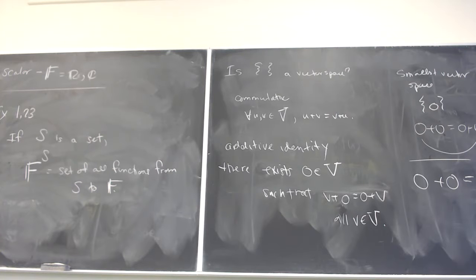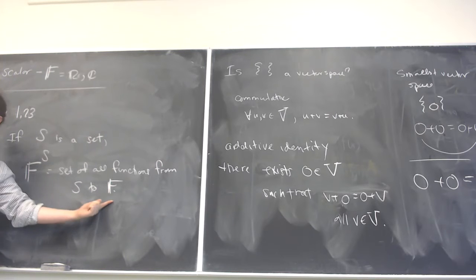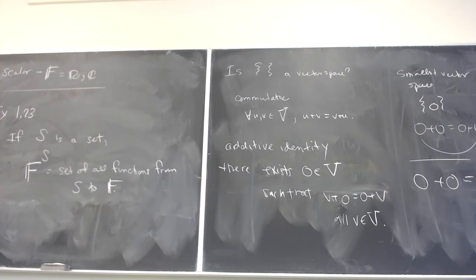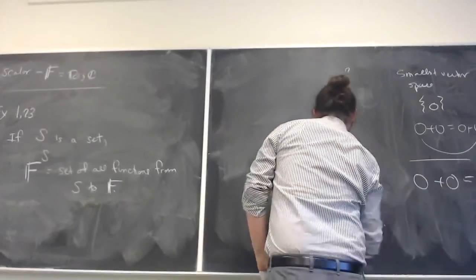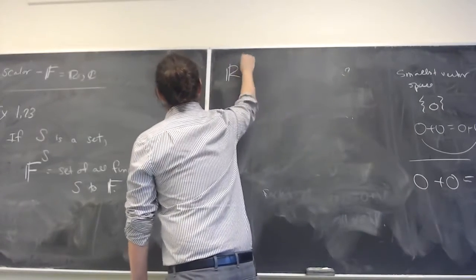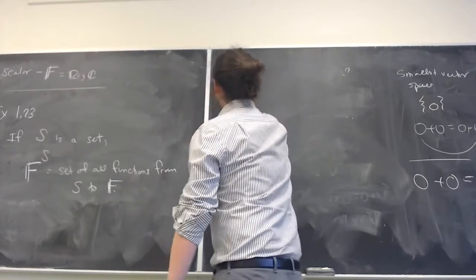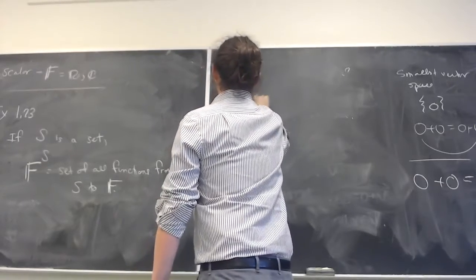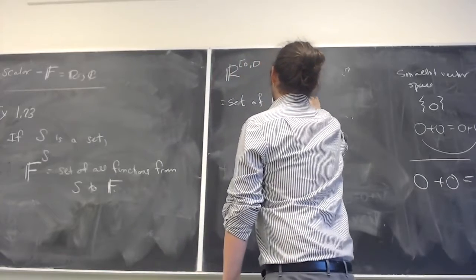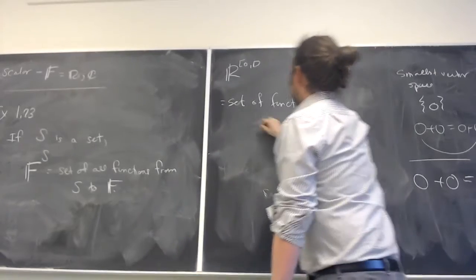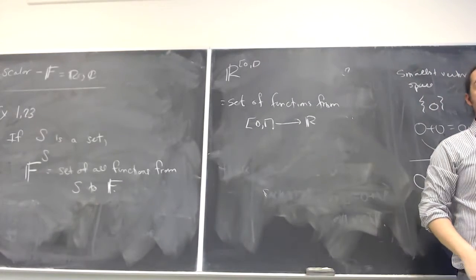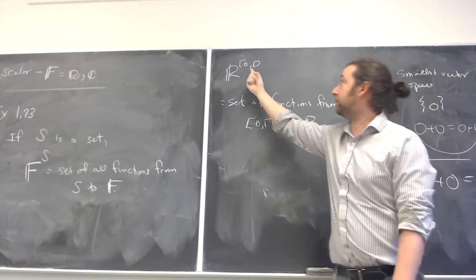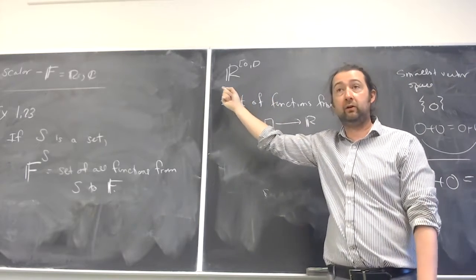So remember, a function is just a rule that takes an input in S and spits out an output in F, where each input only gets one output, right? So for example, if he writes this symbol, he means the set of functions from the interval [0, 1] into the real numbers. That's what he means. Every f that starts with inputs in [0, 1] spits out values in R.